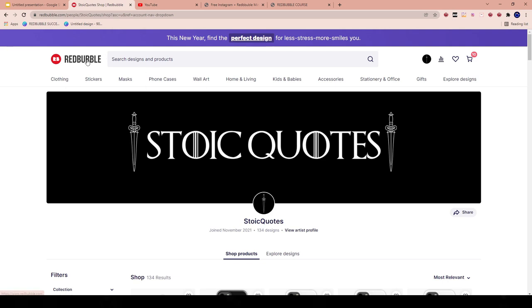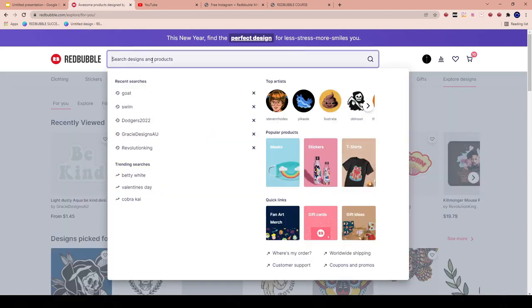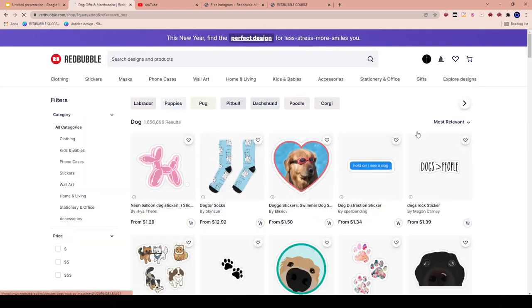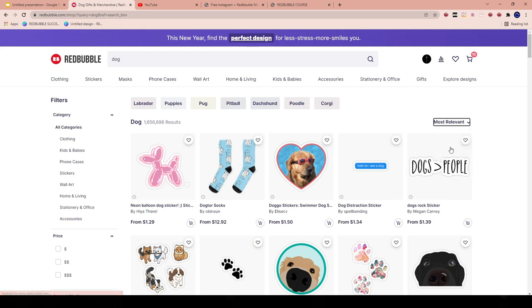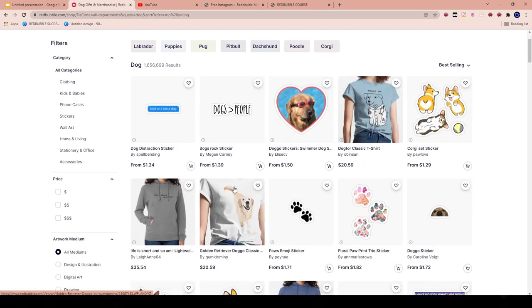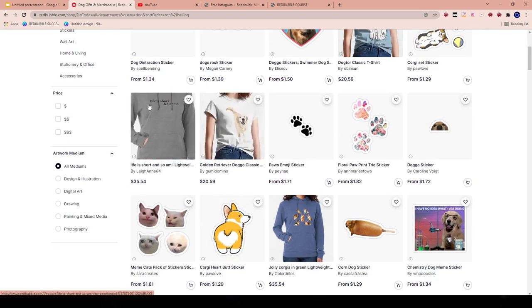And that's where Redbubble's algorithm is a little bit trippy, right? For example, if I search for, let's say, dog on Redbubble, and I filter for the best selling, let's go ahead and check the best selling here. You could see here that there are some things that are not necessarily related to a dog. So here it says, life is short and so am I. This has nothing to do with dogs.